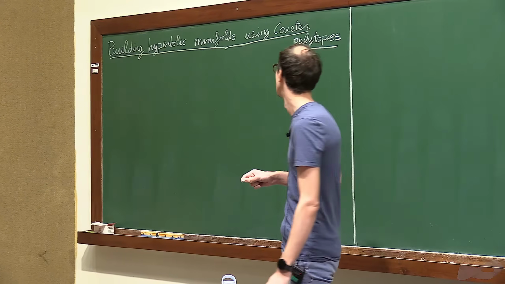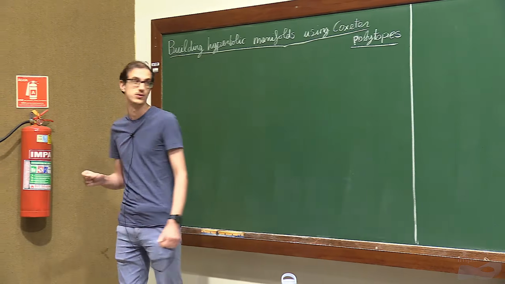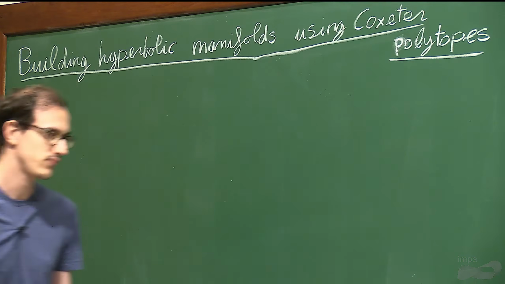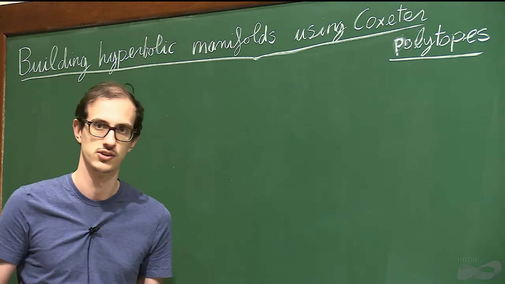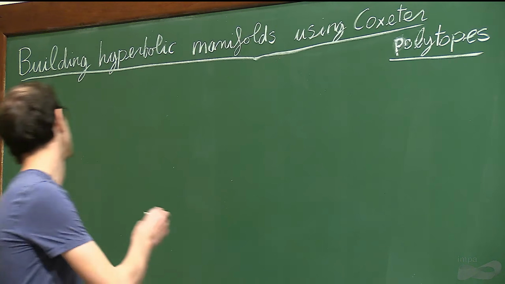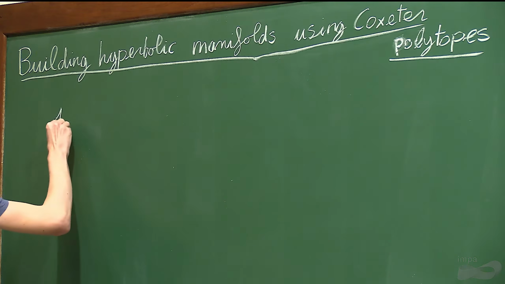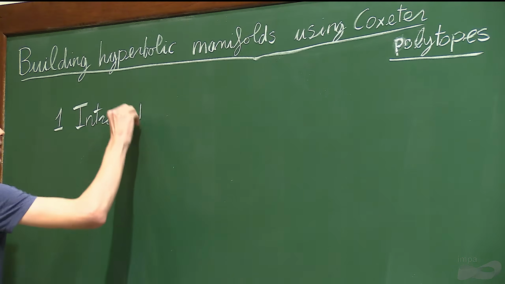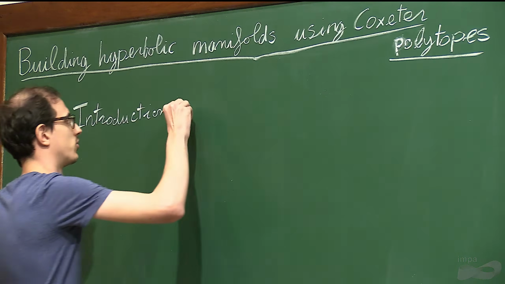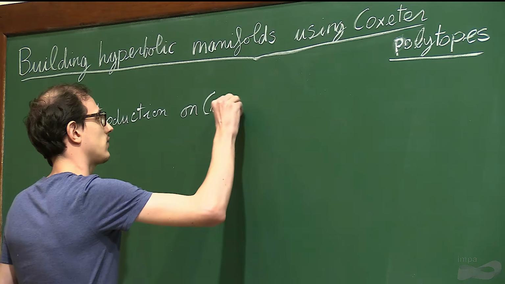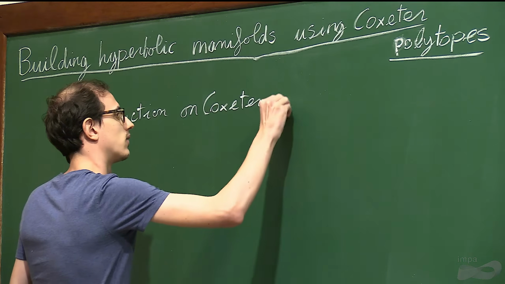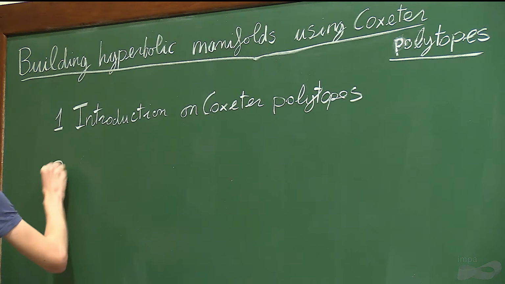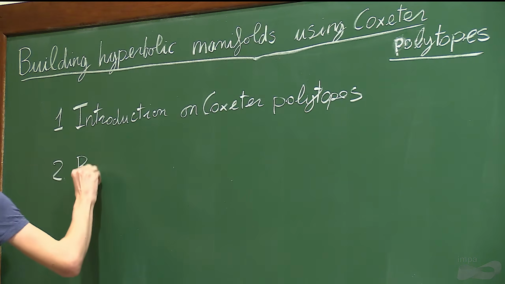This mini course will talk about building hyperbolic manifolds using polytopes instead of using number theory. It has its own advantages, its own shortcomings. We'll talk about that. But we'll start with an introduction on Coxeter polytopes. We'll see how to use them to build a manifold.